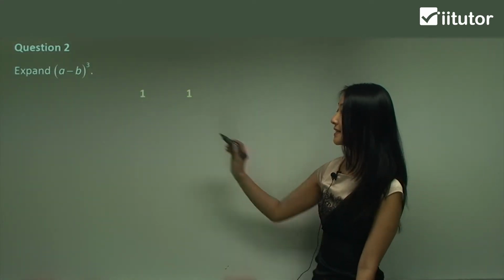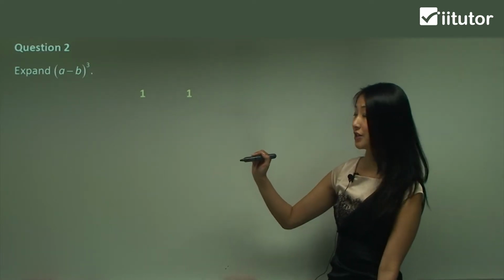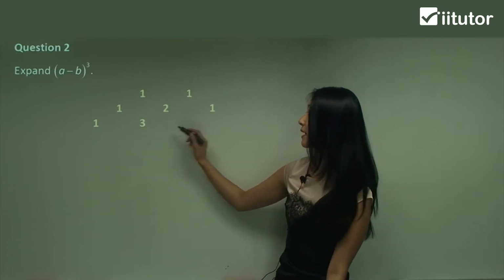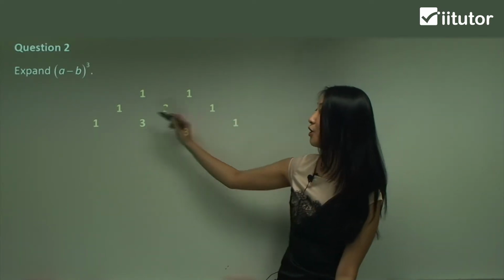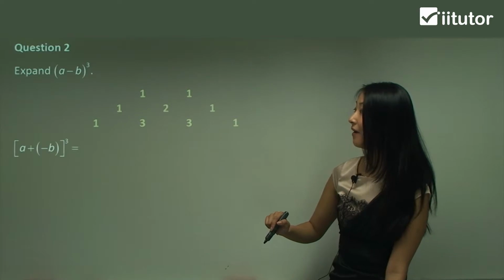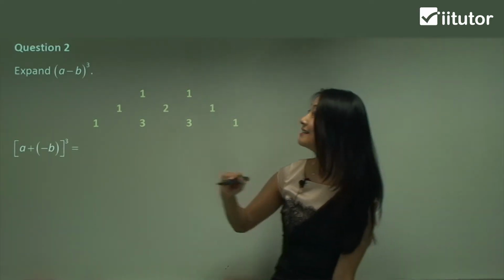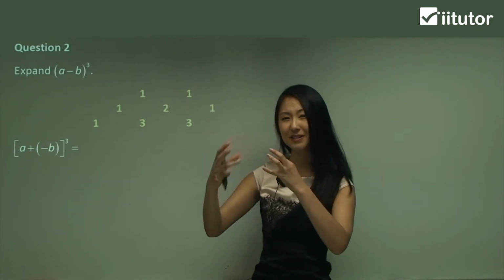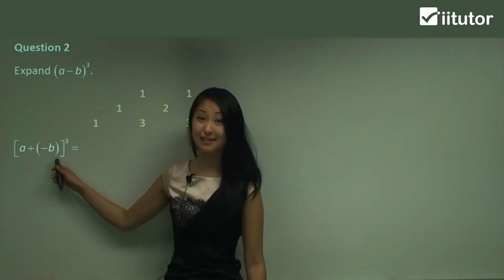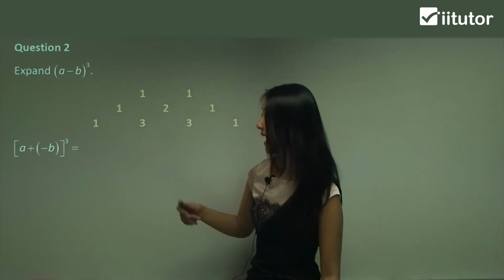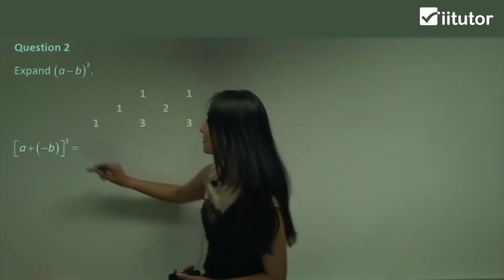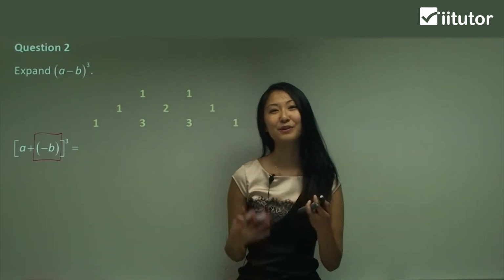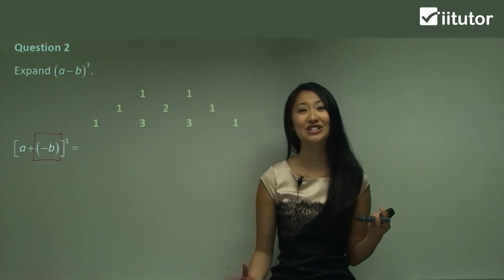Well, let's just start off with our coefficients, right? So 1, 1, 1, 2, 1. This will just be 1, 3, 3, 1. Okay, we know we'll be using this line. Now, what we do is we just think about the negative b as the second term. So it's still the first term plus the second term. It's just that in this case, the second term is negative b. All right, and that's kind of how you do any changes in this.